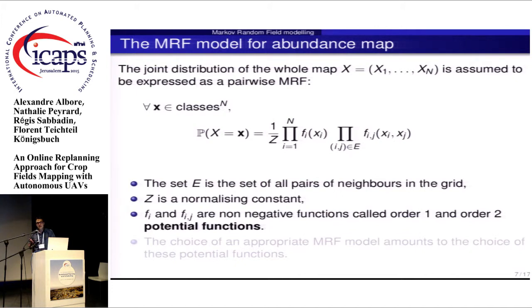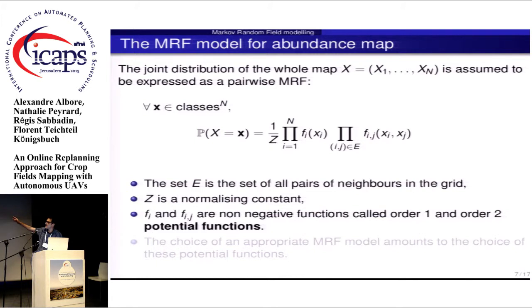So how is this Markov random field updated? So here we have a probability of a vector of random variables that is driven basically by what we call Potts potential functions.